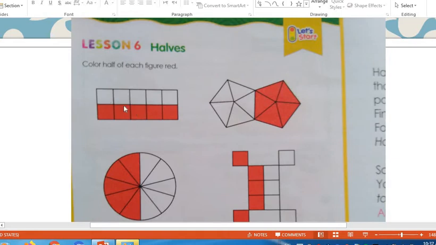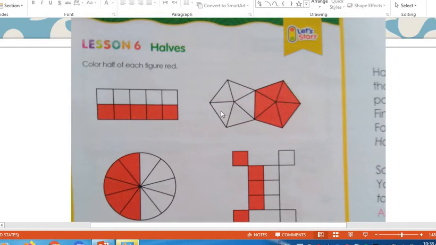I have here 1, 2, 3, 4, 5, 6, 7, 8, 9, 10. I want to color half of the figure. So I will color just 5 here. So I have here 1, 2, 3, 4, 5, and here 1, 2, 3, 4, 5. The 2 parts are now the same, so it's called half.